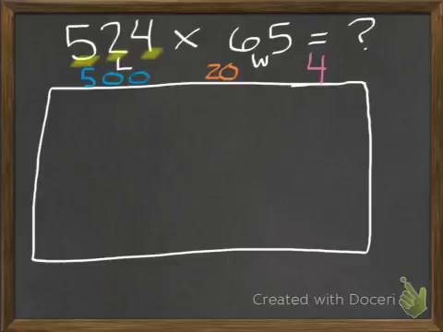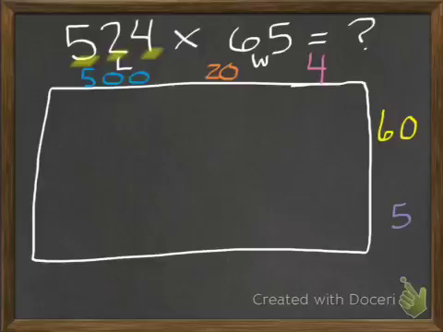On the side where the width would go, I'm going to put in 65. The value of 6 in 65 is 60. And the value of the 5 is just 5 since it's in the ones place. Now I'm going to make my grid.